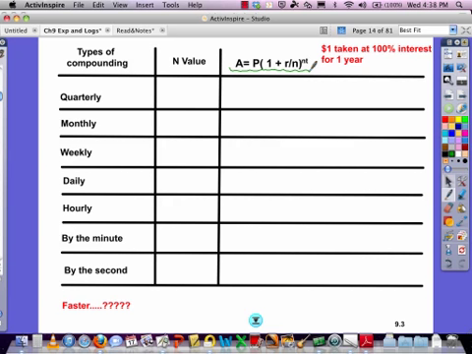Now, you have to think quarterly, the bank does pay. Monthly, a lot of things happen monthly. The bank usually won't give us any interest for weekly, daily, hourly, by the minute, by the second. But what if we can even go faster than that? And you know we can. There are things in technology, nanosecond, millisecond, all those different combinations. So, long story short, we'll fill this chart out in class and we'll notice something.